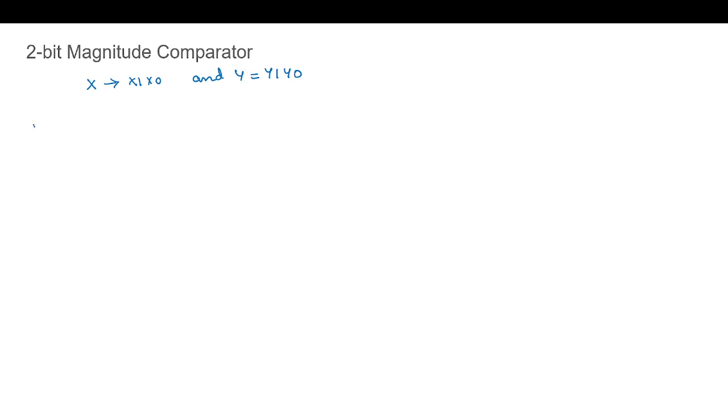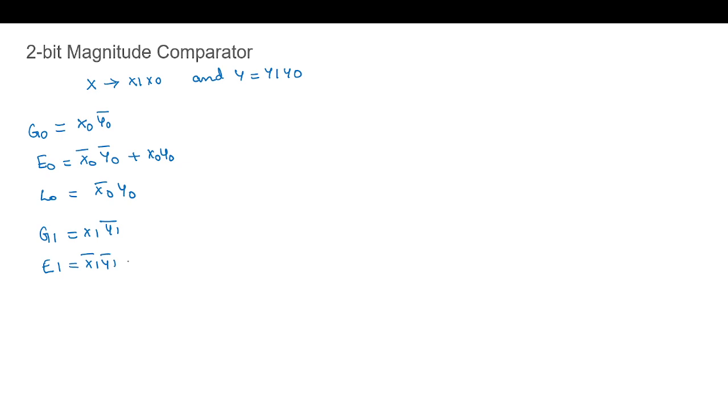So already we have seen from the 1-bit comparison, if I compare, G0 alone, greater than, it is x0 y0 bar. And E0, it is the XNOR operation. And L0, it is x0 bar y0. So the same way we can write for G1 also. We are comparing bit by bit first.